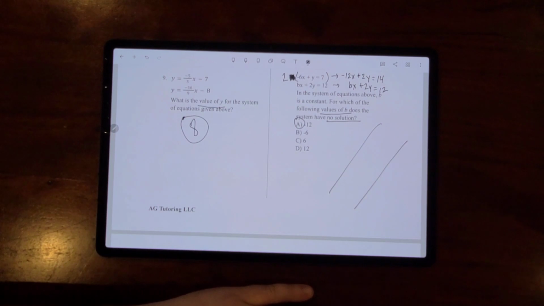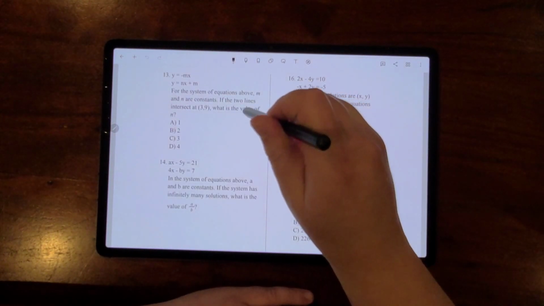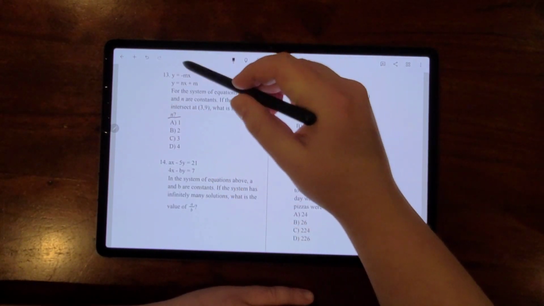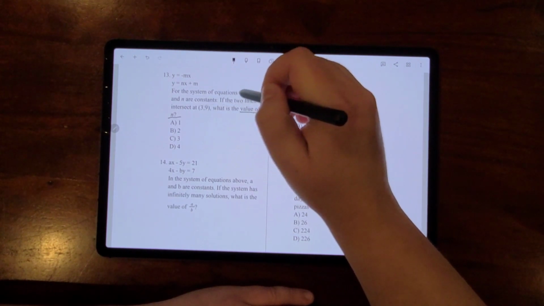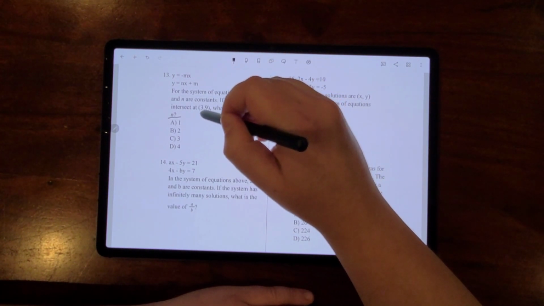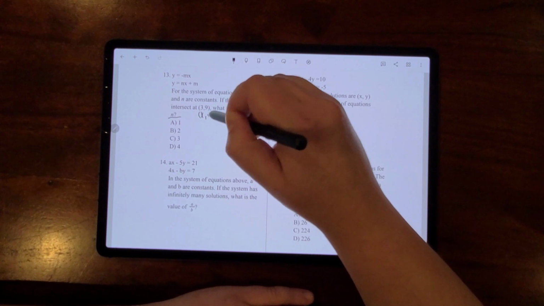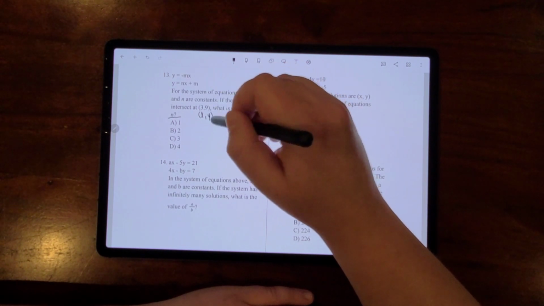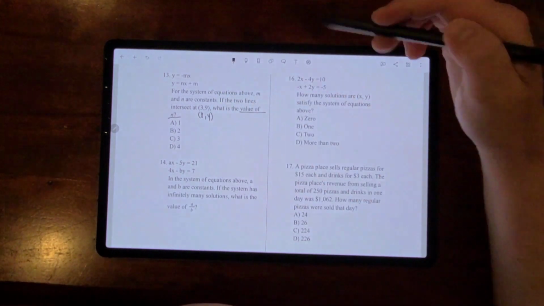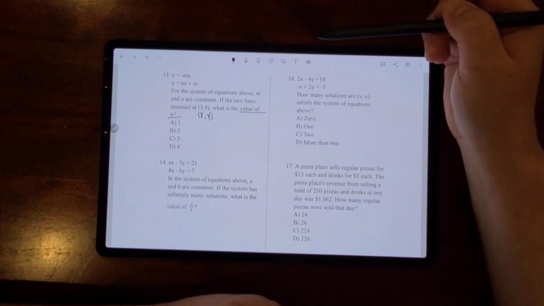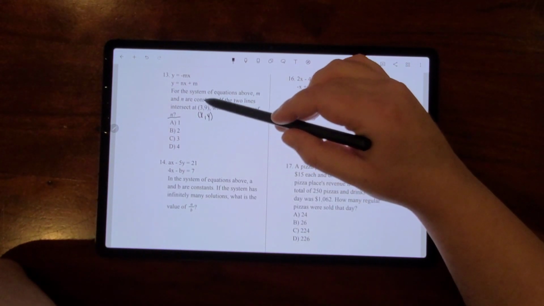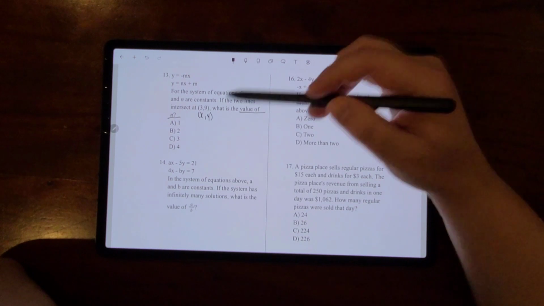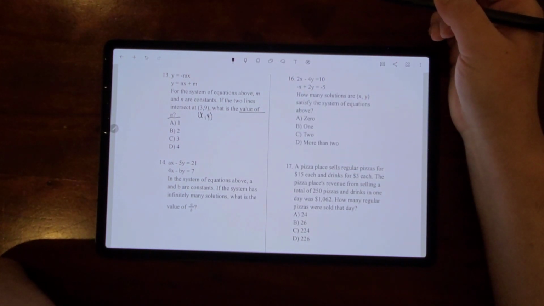So, okay, for number 13, we're trying to find the value of n. And we have these two equations right here. Now remember, whenever they give you a point of intersection, they're giving you the x comma y. That's the solution to the system. So they're giving you an x comma y that works for the given system of equations. So that 3 would be your x that works, and that 9 would be your y value that works.